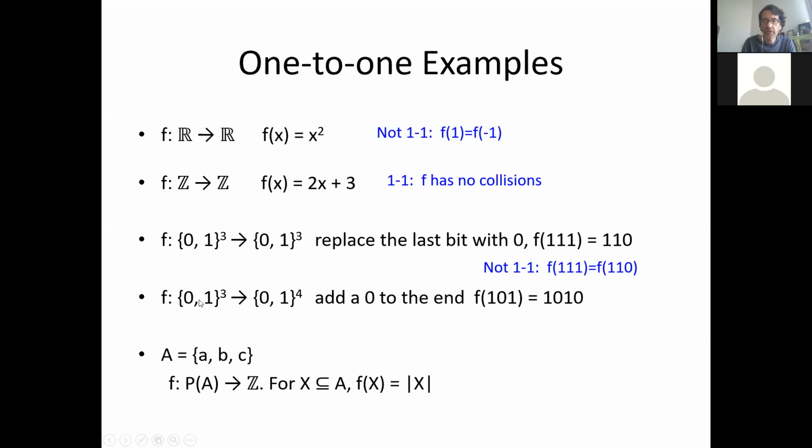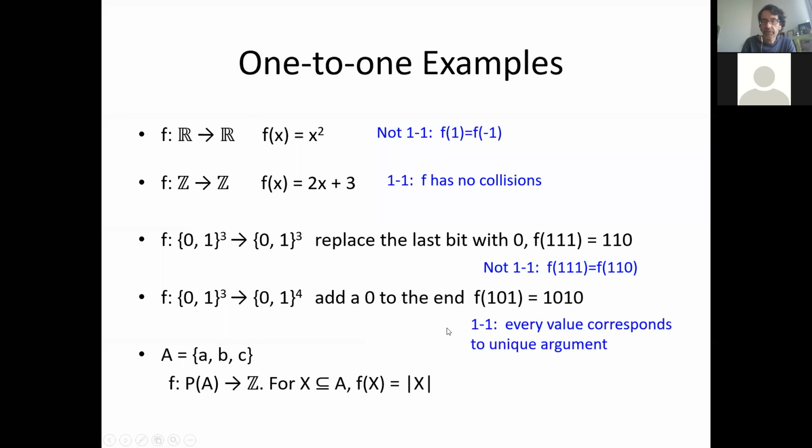What about a function that takes 3 bits, outputs 4 bits by concatenating a bit string with a 0? So for example, if I start with 101, I get 1010. That function has no collisions, right? Because adding a bit preserves all the previous ones. So if x and x prime were different, the output is still different. It's x with a 0 and x prime with a 0, two different strings if x and x prime differed.